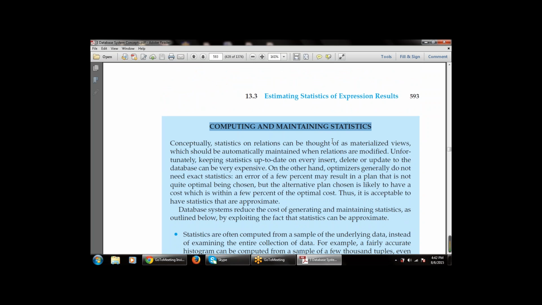Then next is computing and maintaining the statistics. Conceptually, statistics on the relation can be thought of as a materialized view which should be automatically maintained when relations are modified. Unfortunately, keeping statistics up to date on every insert, delete or update to the database can be very expensive. On the other hand, optimizers generally do not need exact statistics. An error of a few percent may result in a plan that is not quite optimal being chosen, but the alternative plan chosen is likely to have a cost within a few percent of the optimal cost. Therefore, it is acceptable to have very approximate statistics.